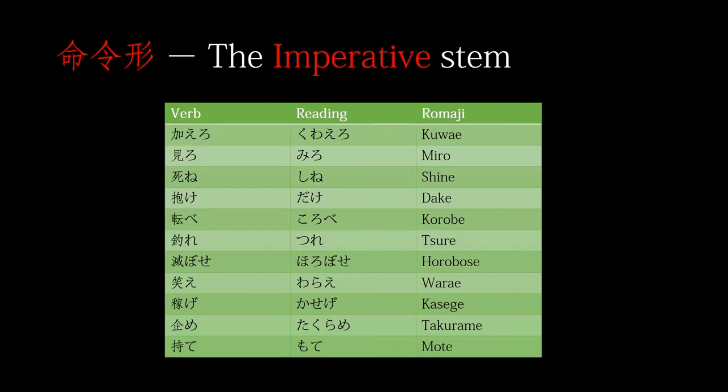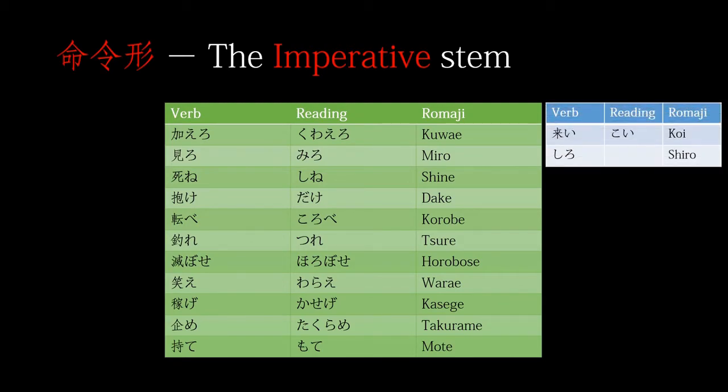Now we have a whole lot of changes that have taken place. In the Ichidan section, we have kuvaero and miro. After that, in the Godan section, we have shine, dake, korobe, tsure, horobose, varae, kasege, takurame, and mote. And the irregular section of our little table reserved for kuru and suru would be koi and shiro on your right.